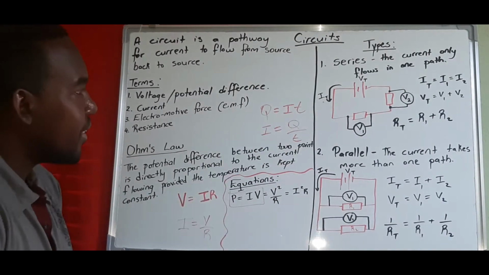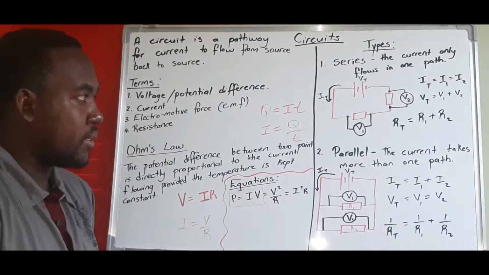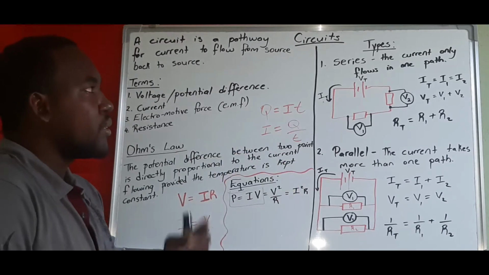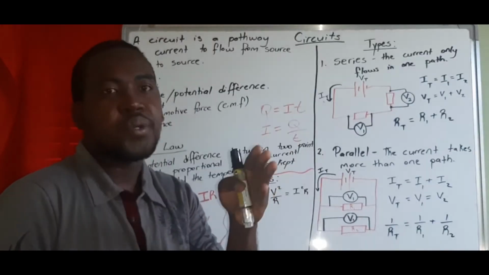Alright, so let's look now at the types of circuits. So we have generally two types of simple circuits. It's a series circuit or it's a parallel circuit. Now the series circuit is basically just one path for current to flow.